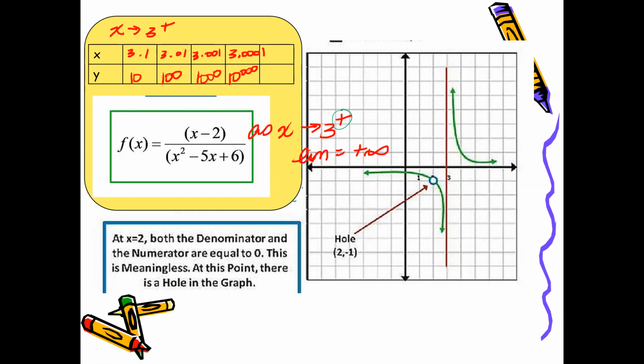And as such, when x is approaching 3 from the left side, your limit is going to be negative infinity. And if you did a chart with, let's say, 2.9, 2.999, it will give you a very big negative number, probably negative 10,000.